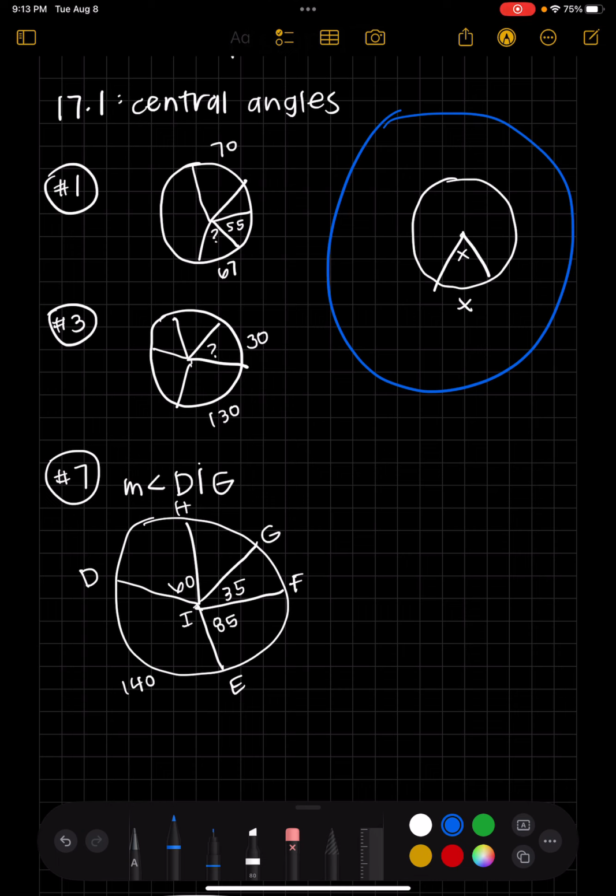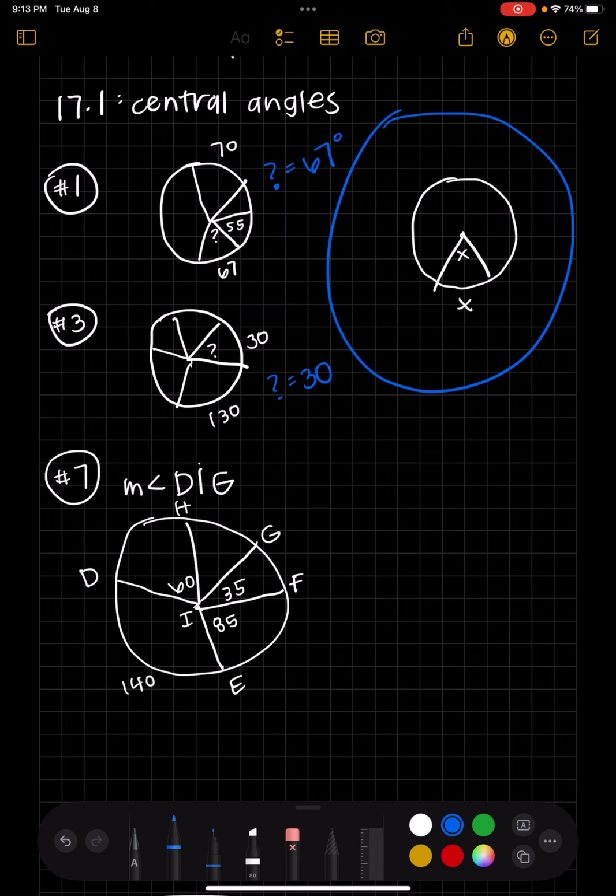So for number 1, it gives you this circle and it's looking for where the question mark is. Now, according to this thing that I just circled in blue, the angle on the inside should be equal to the angle on the outside. So the angle on the outside for number 1 is 67, which means that in this case, my question mark is equal to 67 degrees as well, because the angle on the inside is equal to the angle on the outside. Same thing goes for question number 3. We know the angle on the outside is 30, which means that the question mark also has to be 30.